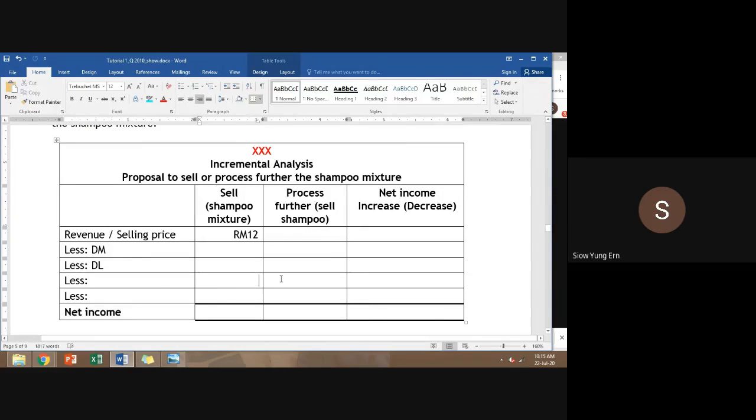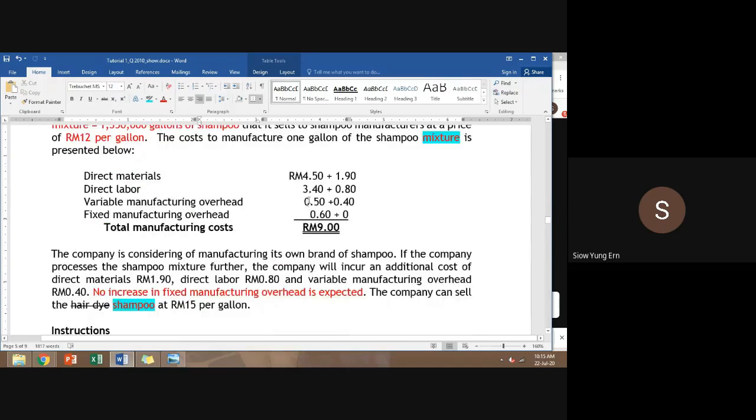Kelly, the next item, what should I put here? And how much if I sell shampoo mixture? Correct. Variable manufacturing overhead. So class, you need to use the word overhead, not cost. Okay, variable manufacturing overhead, correct. And then 50 cents, correct. You can get from the top here, 50 cents.